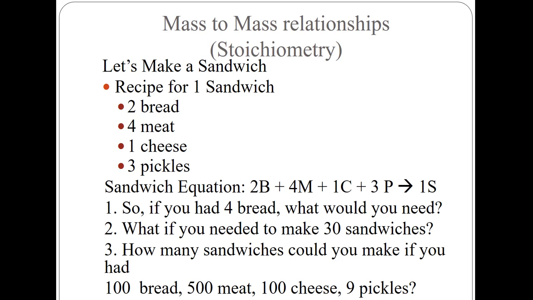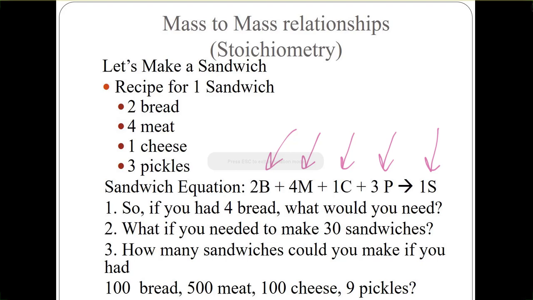So let's make a sandwich. The recipe for the best sandwich has 2 pieces of bread, 4 pieces of meat, 1 piece of cheese, and 3 pickles. If I were to put it into a sandwich equation, I would have 2 bread, 4 meat, 1 cheese, 3 pickles, and that would give me 1 sandwich as my product. So let's just kind of go through this.